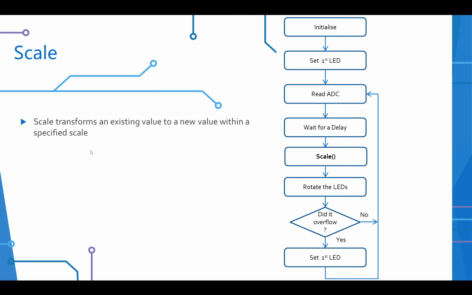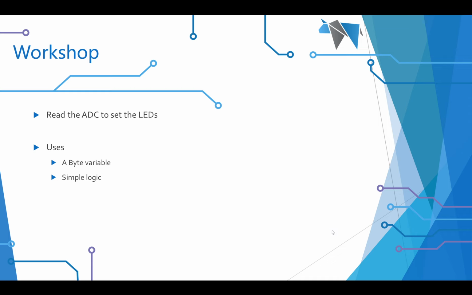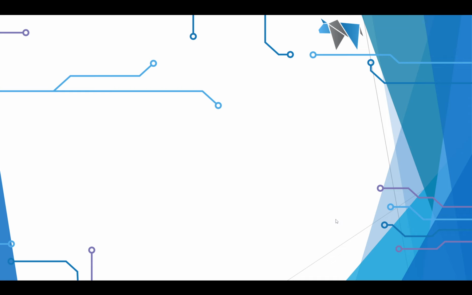So we've introduced a new command, read AD10. We've got wait, scale, and overflow using the C register. Quite a lot in this one demonstration. It's quite useful. So what we're going to do is go straight into the workshop and see what we've got.